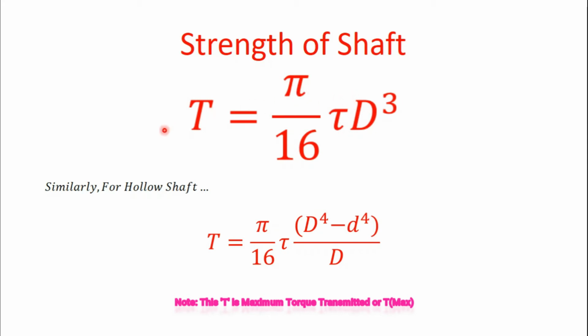Again remembering that T is the twisting moment, tau is the shear stress, and d is the diameter. Similarly for a hollow shaft we can calculate T equals pi by 16 tau into D power 4, which is the external or outer diameter, minus small d power 4, which is the inner diameter of the shaft.